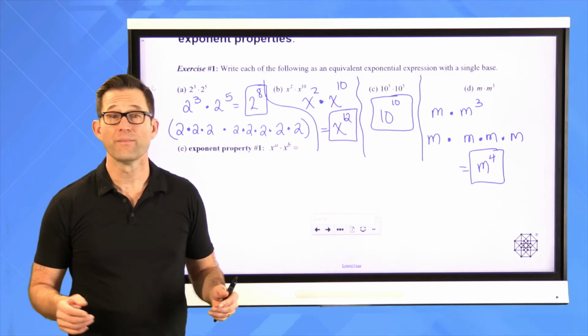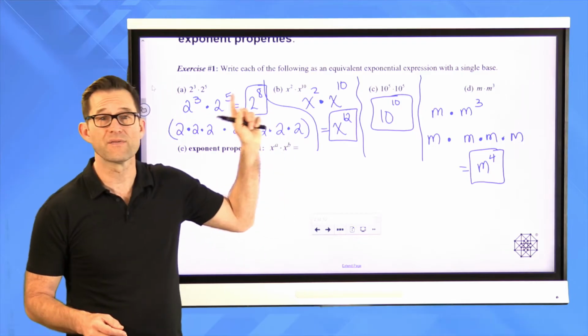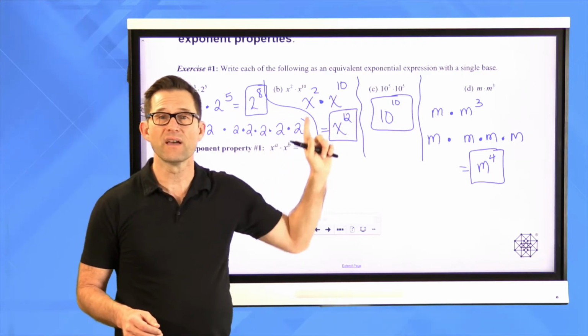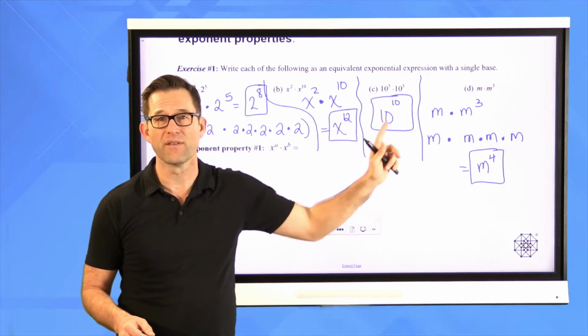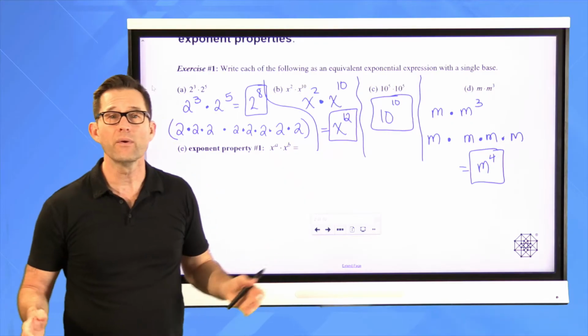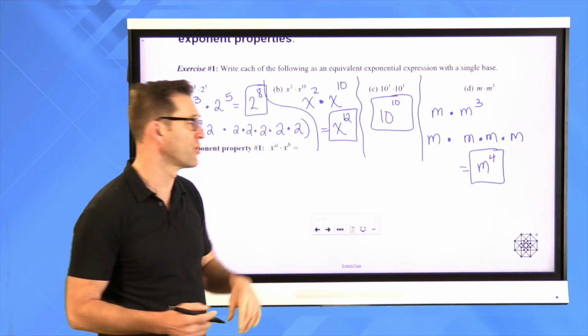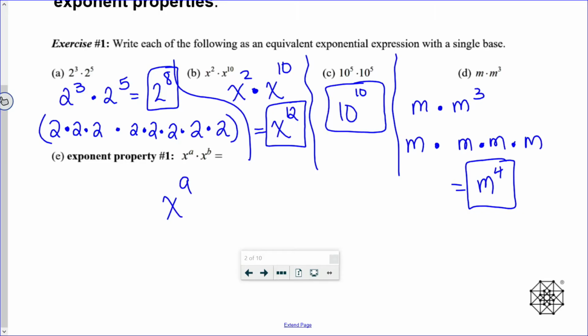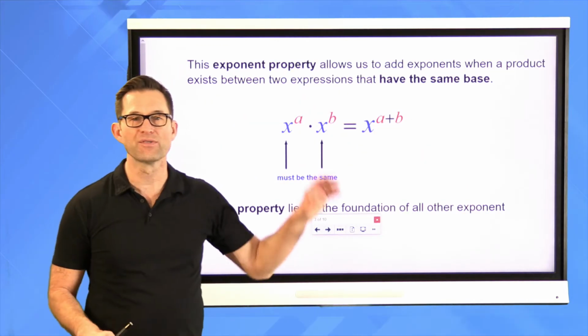Take a look at everything we did. 2 to the third times 2 to the fifth is 2 to the 8th. 3 plus 5 is 8. X to the second times X to the 10th is X to the 12th, 2 plus 10. 10 to the fifth times 10 to the fifth is 10 to the 10th, 5 plus 5. What are we doing? We're adding their exponents because it's literally telling us how many times we're multiplying by that particular base. So X to the A times X to the B is equal to X to the A plus B. What an important property, so important it gets sort of like a whole screen to itself.